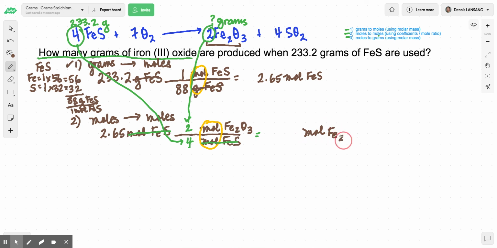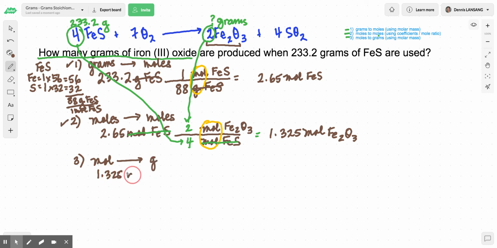I like writing the units so that I don't forget. Then I use the calculator. 2.65 times 2 divided by 4 gives us a total of 1.325, but more importantly, moles of iron 3 oxide. Step 2 completed. There's only one step left, and it is to take the moles of what we just were looking for, the moles, and convert those to grams.